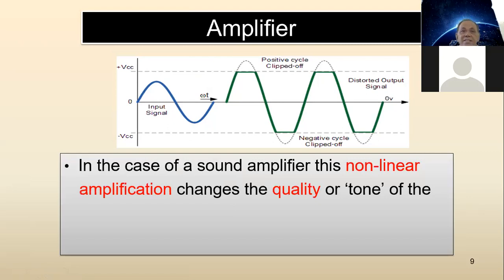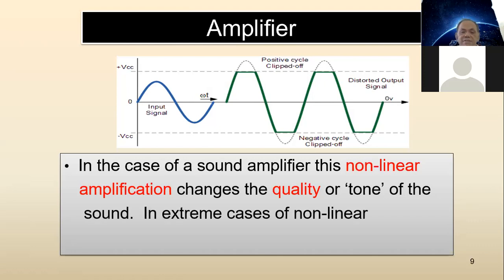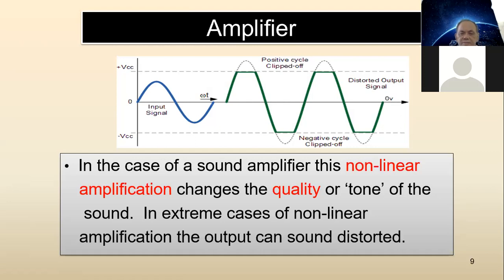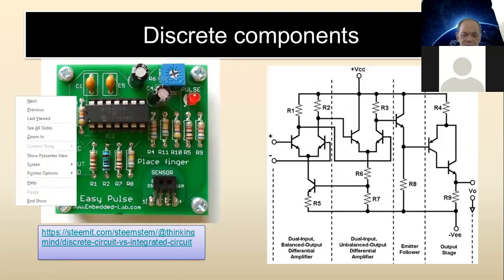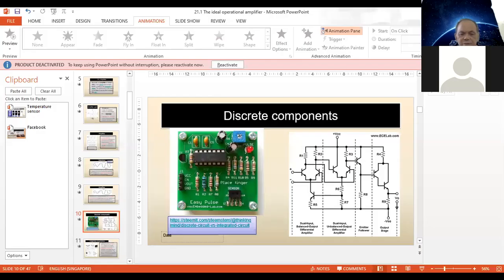In effect, the purpose of an amplifier is to amplify what I speak and faithfully reproduce that to the listener. If it's not linear, it will change the tone of the sound, and we say it's distorted, different from the input. Okay, that is your discrete component. That's your IC. So let us just stop for a while and view a video on integrated circuits, to give you some brief idea.